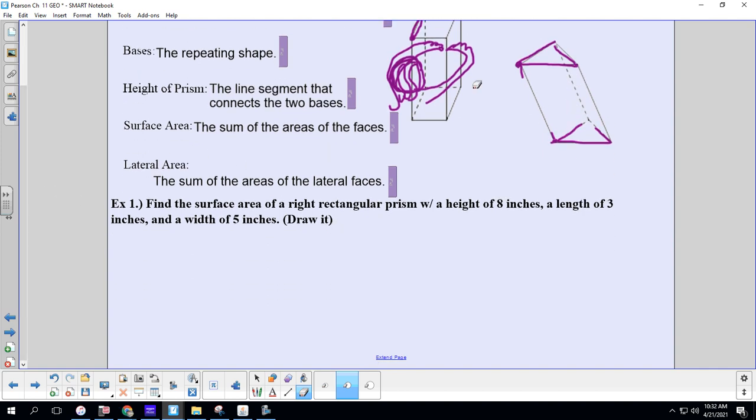So we're going to find the surface area of a right rectangular prism. Find the surface area of a right rectangular prism with a height of 8 inches, a length of 3 inches, and a width of 5 inches.